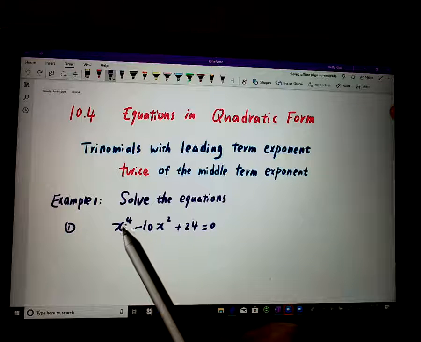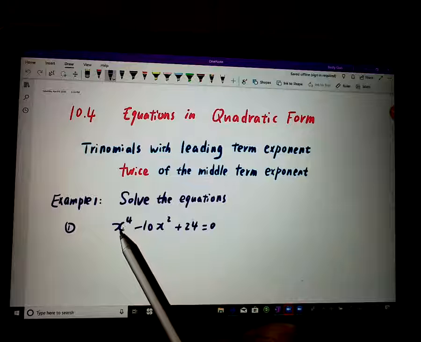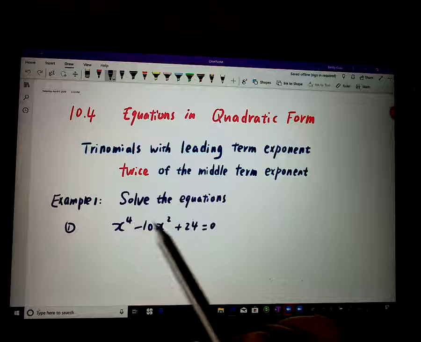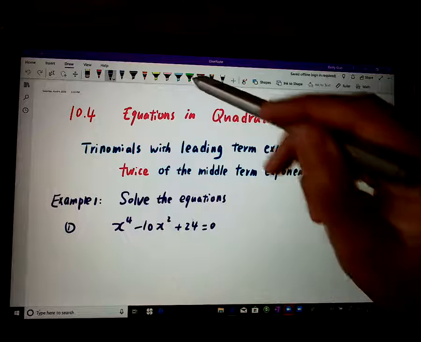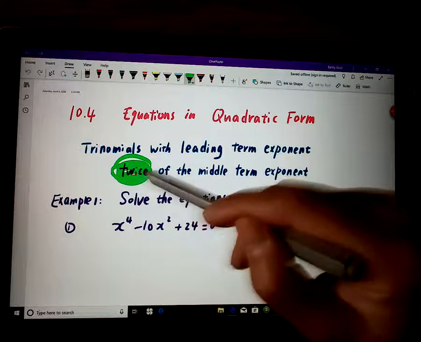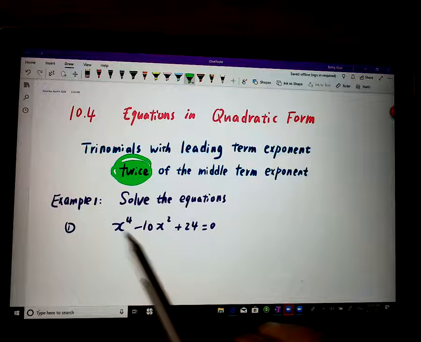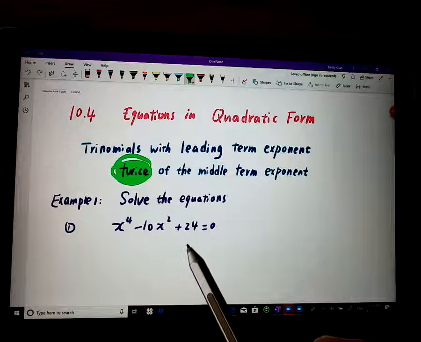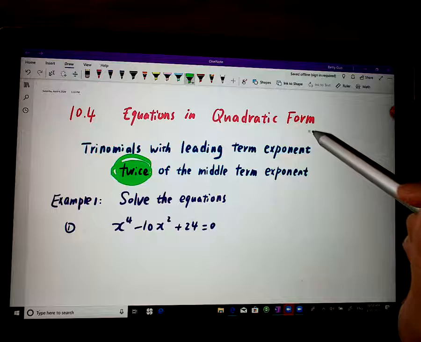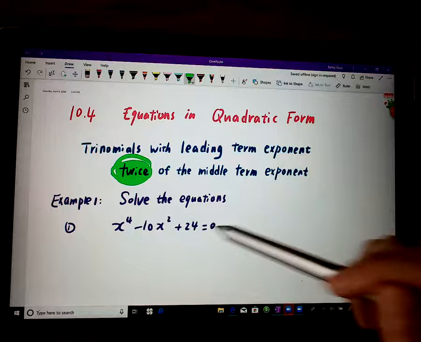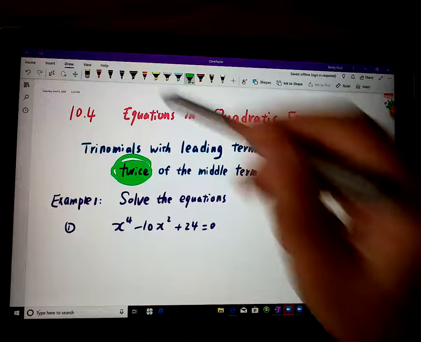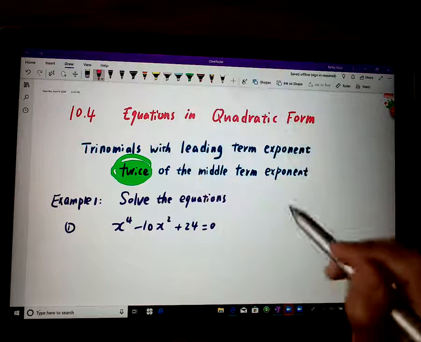And the leading term has exponent 4. The middle term has exponent 2. And the 4 happens to be twice, this is very important, twice of the middle term exponent 2. 4 is twice of 2. For that reason, we identify this equation as a quadratic in form. Then how do we solve an equation if the equation is a quadratic in form? We are going to apply the substitution method.